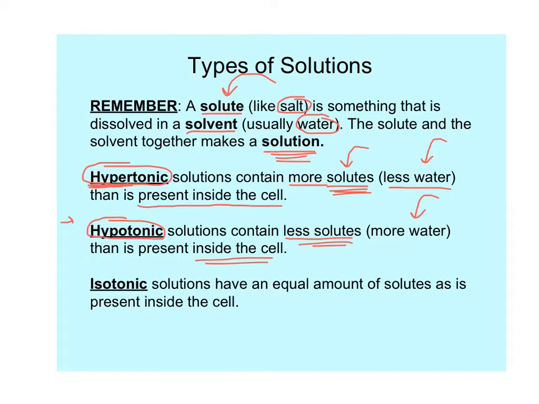And the last type of solution is called isotonic. And that has an equal amount of solutes as is present inside the cell. So hypertonic has more solutes outside the cell, but less water. Hypotonic has less solutes, but it'll have a higher percentage of water. An isotonic has an equal amount of solutes outside the cell versus inside the cell.